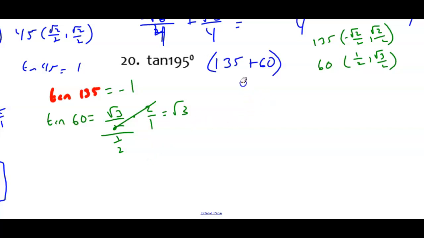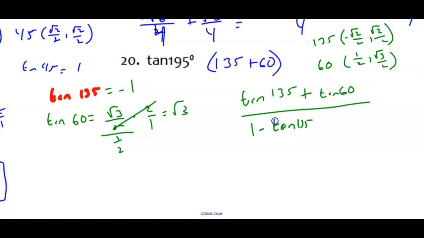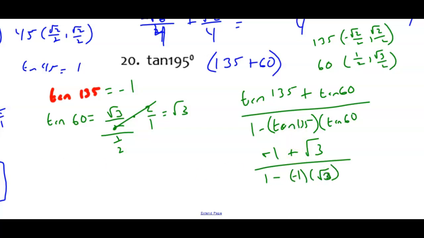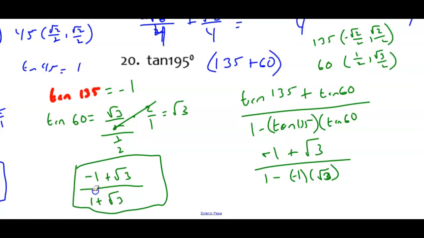Now let's jump in here. Since this is addition, you have tan of 135 plus tan of 60 all over 1 plus, about to make a mistake, 1 minus tan of 135 times tan of 60. Right? So anyway, tan of 135 is negative 1, plus tan of 60 is radical 3. And then we have 1 minus a negative 1 times radical 3. So when we go ahead and simplify this, we end up with negative 1 plus radical 3 all over that. Negatives become a positive. So 1 plus radical 3. Boom. Answer right there.